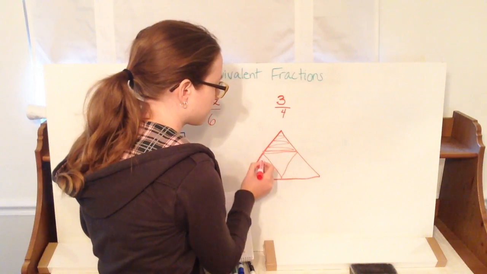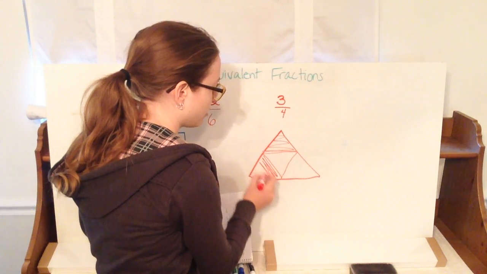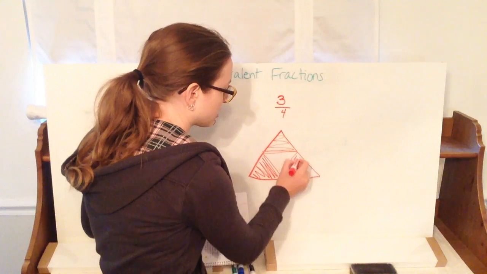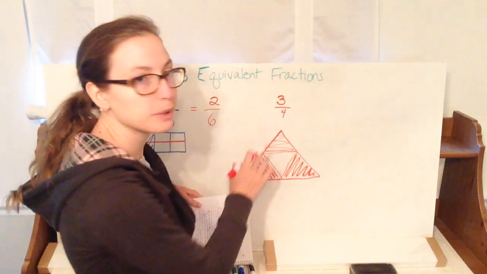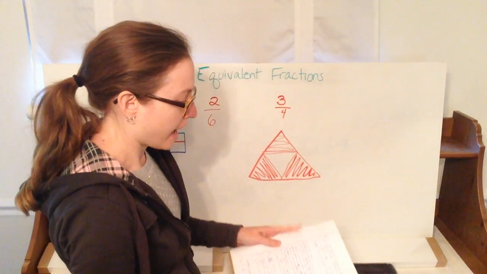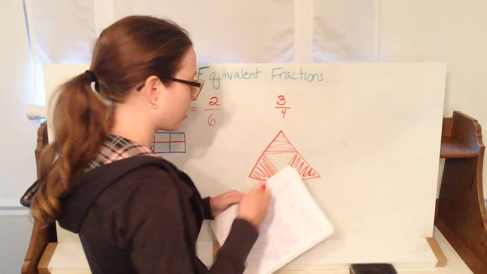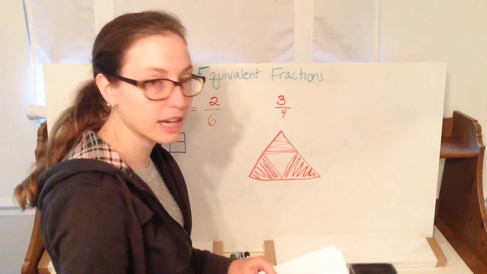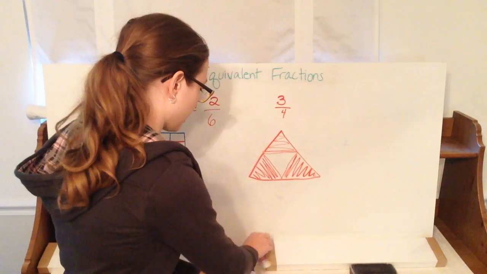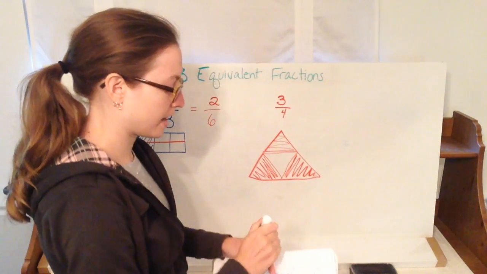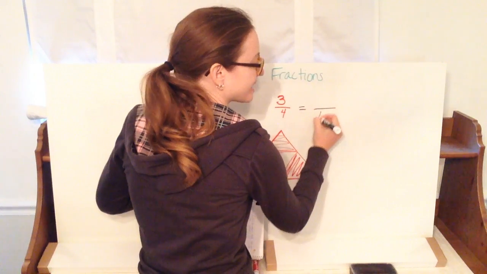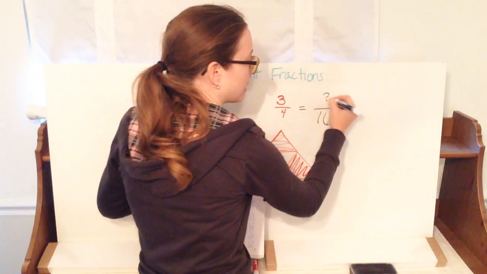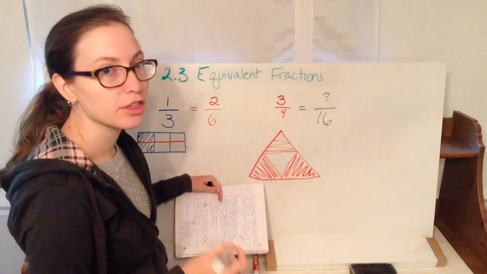There's 1 of them, there's 2 of them, and there's 3 of them. Okay, so I have shaded 3/4 of this, and I want to know how many 16ths are in 3/4. Okay, so I'm going to write my equivalent fraction to begin with. I know I'm looking for 16ths. How many 16ths are there in 3/4?